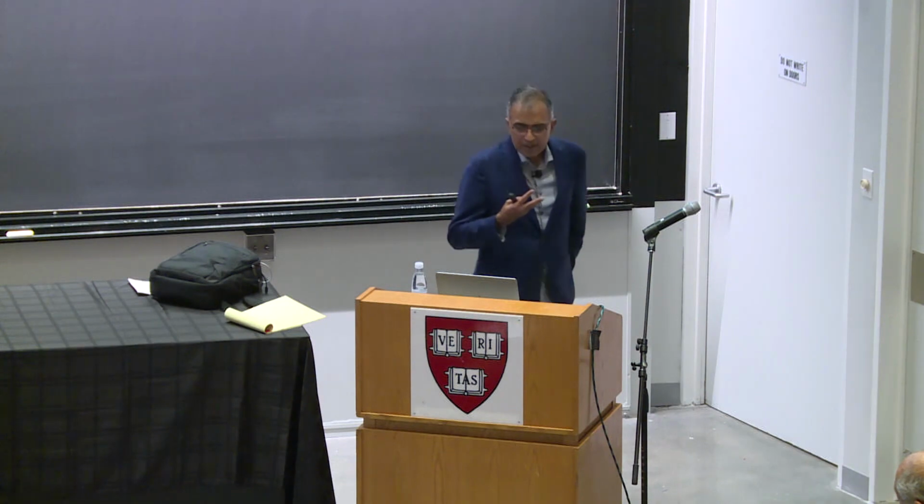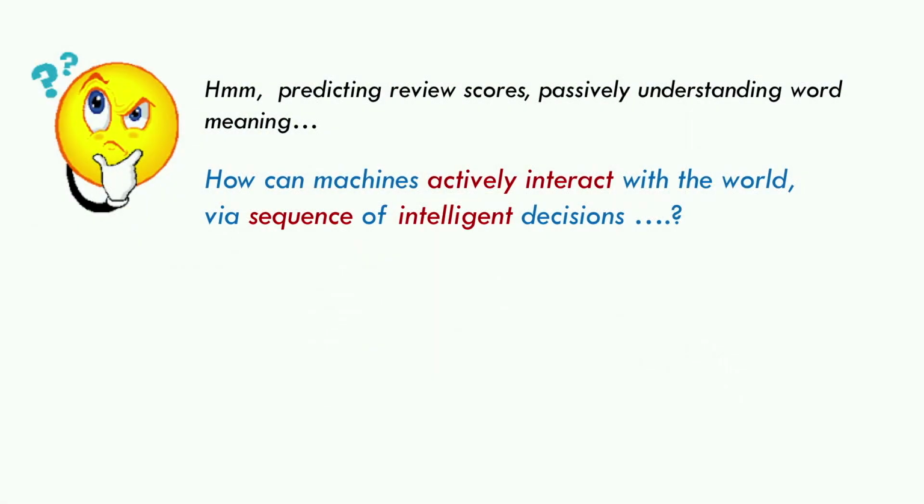But students want to know today, well, how can machines actively interact with the world via a sequence of intelligent decisions? Because clearly that's what intelligence involves, right? Not to mention even Go playing, or driving a car. So you have to interact with the world and not have this kind of static learning where there's an input and an output. So can you adapt this paradigm I just showed you to do this?